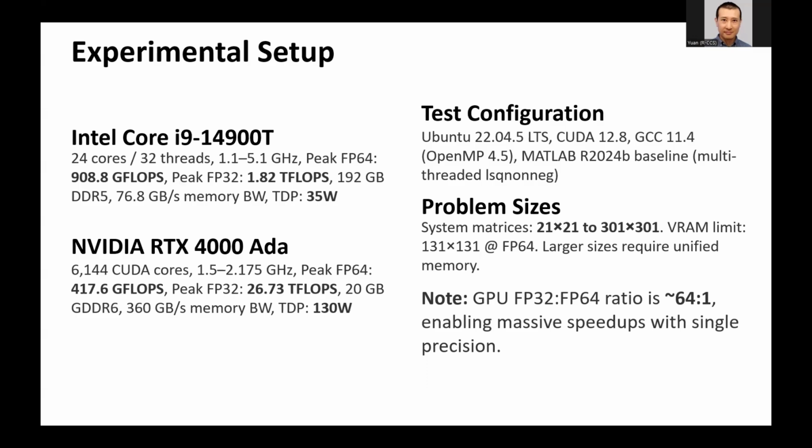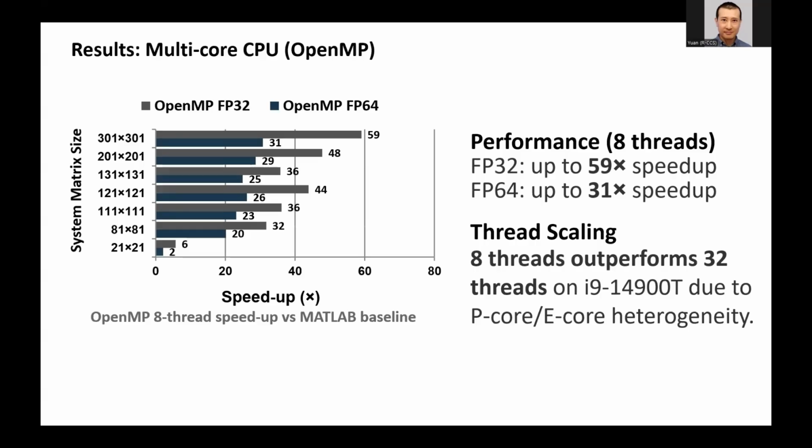As for the results on the CPU side, we can see that this chart shows the speedup with 8 threads compared to the MATLAB baseline. For single precision, we could achieve up to 60 times speedup. For double precision, we could achieve up to 31 times.